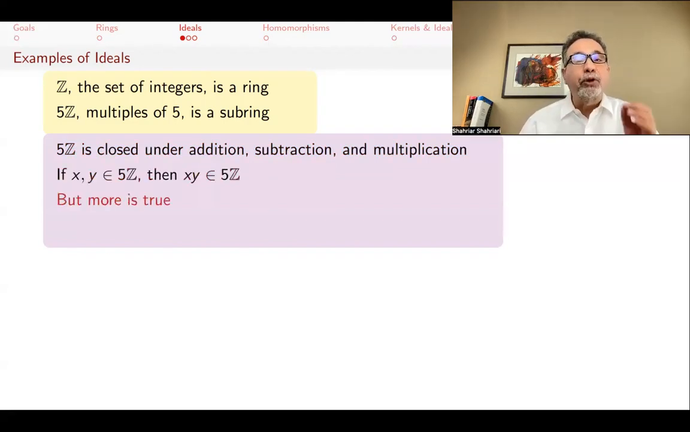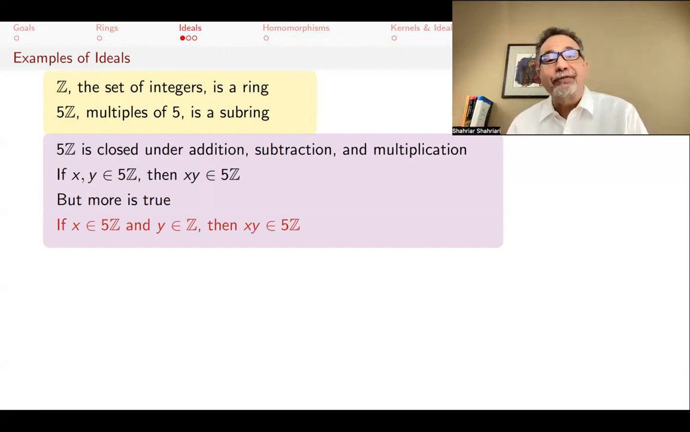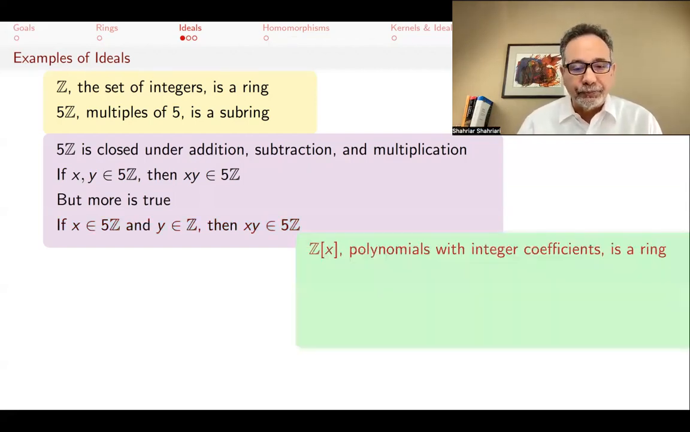For multiplication, more is true than just taking two elements of 5Z and multiplying them to get something in 5Z. What's true is that if you take any multiple of 5 and multiply it by any integer, which doesn't have to be a multiple of 5, doesn't have to be in the subring, you still get a multiple of 5. This strong property is what makes ideals ideals.